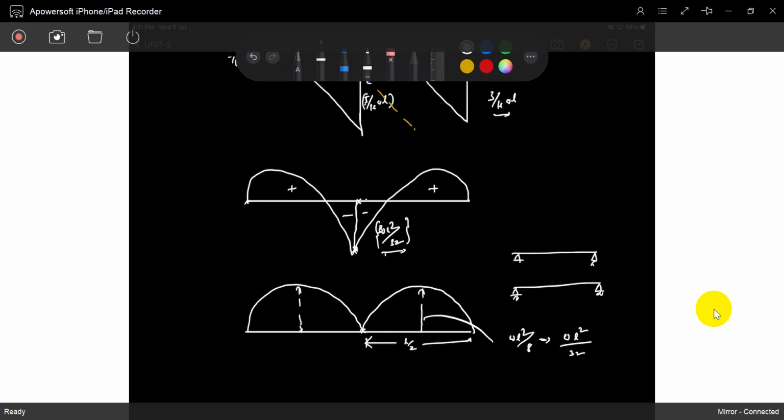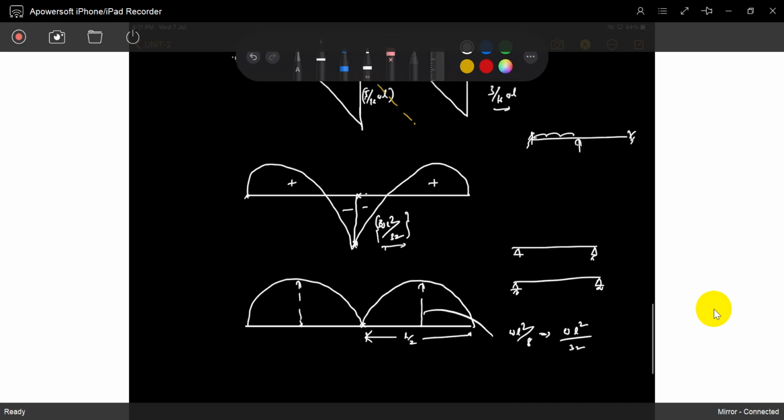We already did this. In fixed beam analysis we just write it. Otherwise I will show you. C has a fixed joint. It has a fixed end moment of WL square by 32. A has a fixed end moment of 0. B has a fixed end moment of 0.